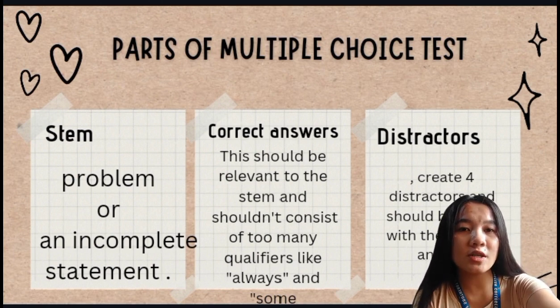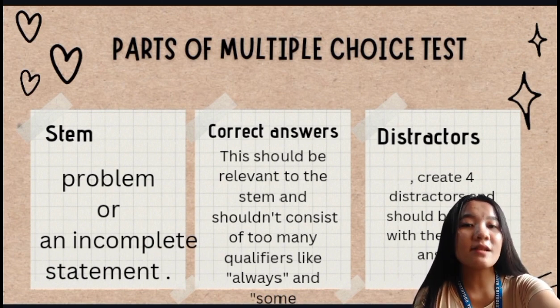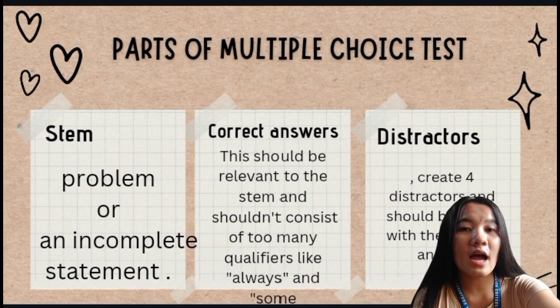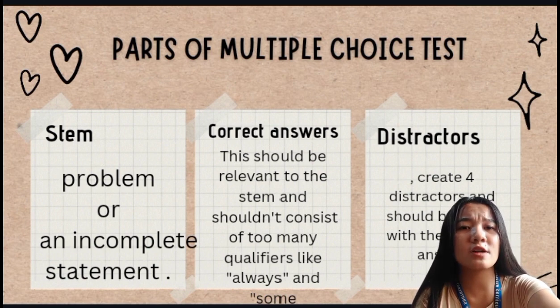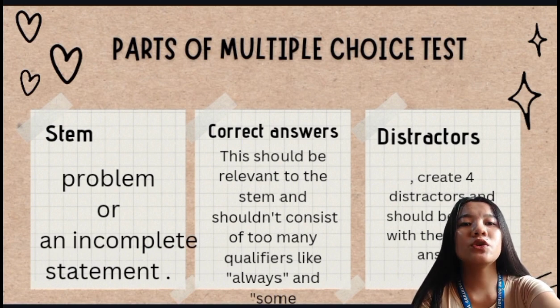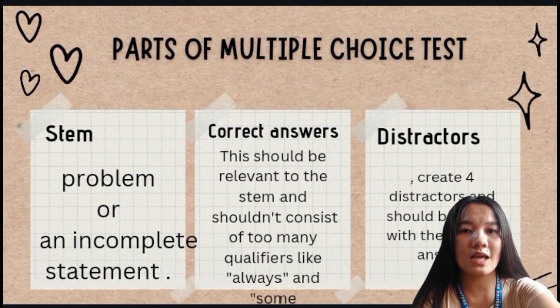In a multiple choice question or test, it should include all possible answers to a question. In other words, every possible respondent should be able to select an answer. These should be relevant to the stem and should not consist of too many qualifiers like always and some. Use phrases as options when the stem is an incomplete statement. The third one is the distractors.